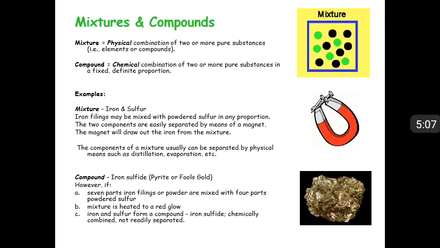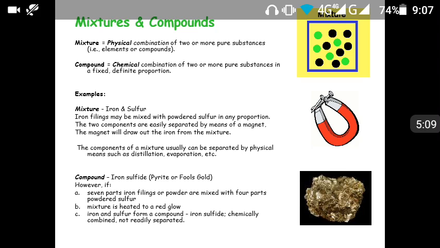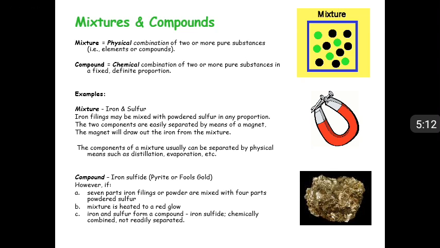The components of a mixture usually can be separated by physical means such as distillation, evaporation, and so on. And a compound example is iron sulfide, pyrite, or fool's gold. However, if 7 parts iron filings or powder are mixed with 4 parts powdered sulfur, and the mixture is heated to a red glow, iron and sulfur form a compound, iron sulfide, chemically combined and not readily separated.